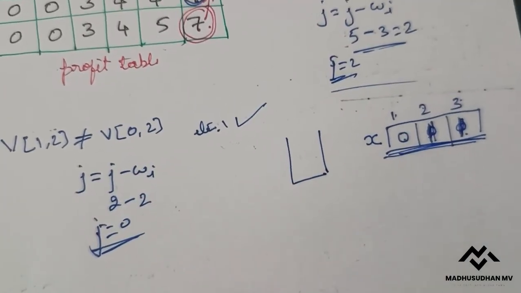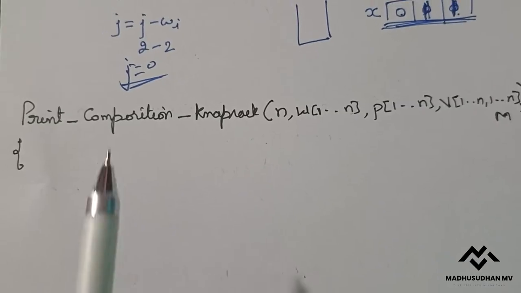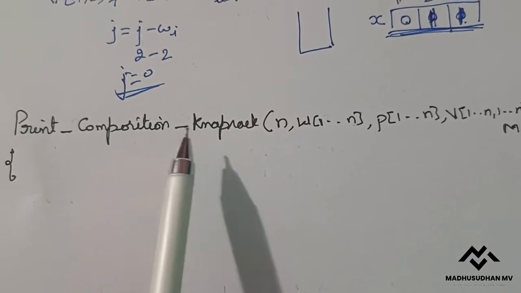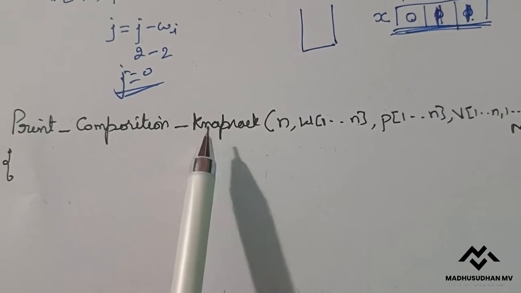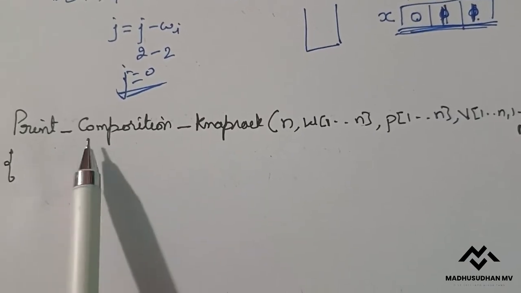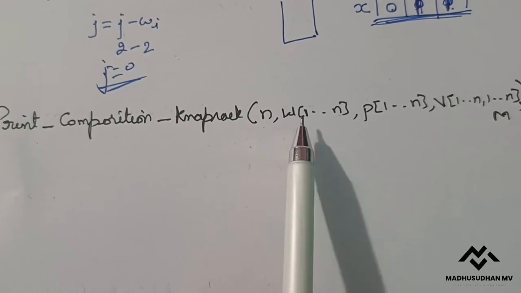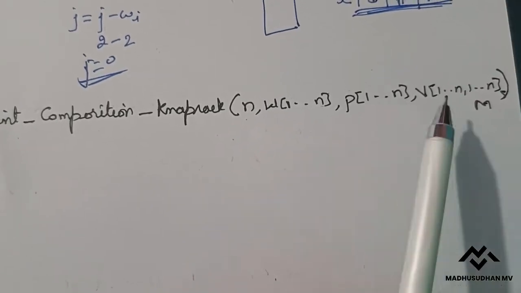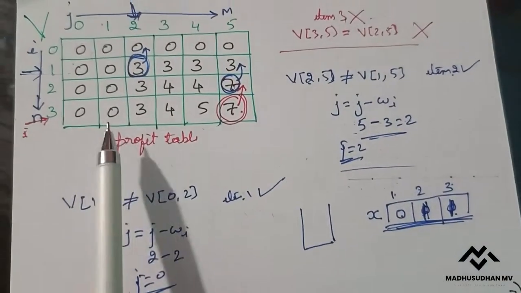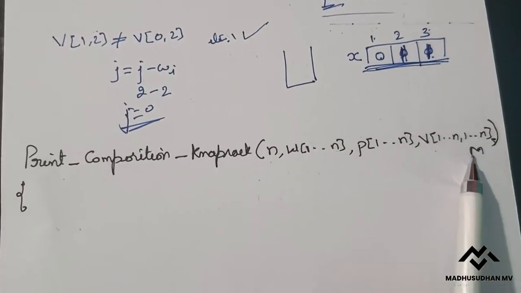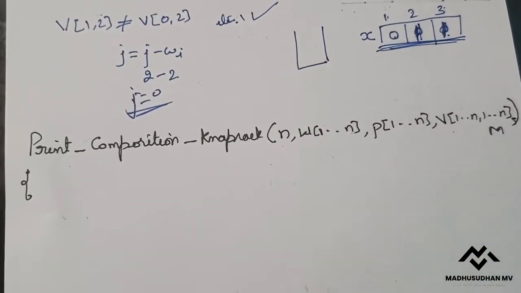Now for this, we need to write the algorithm. I am giving it the name print composition of knapsack. That means whatever the knapsack contains, all those items I need to print. So we should get the number of items, the weights of the objects, the profits of the objects, the value table, which is the profit table, and the knapsack capacity. These many parameters we should get.